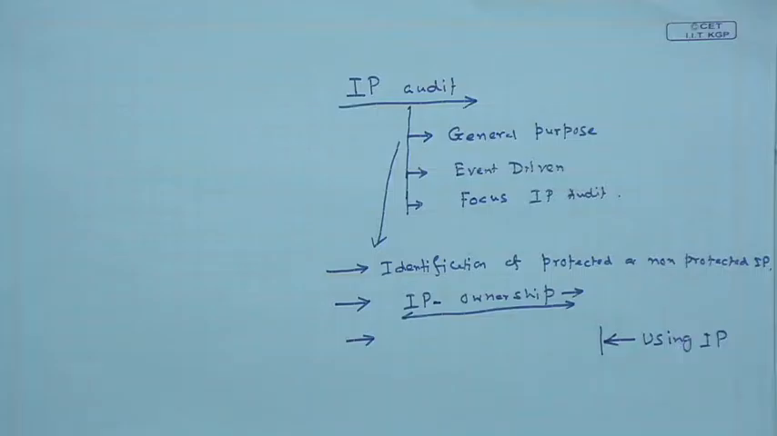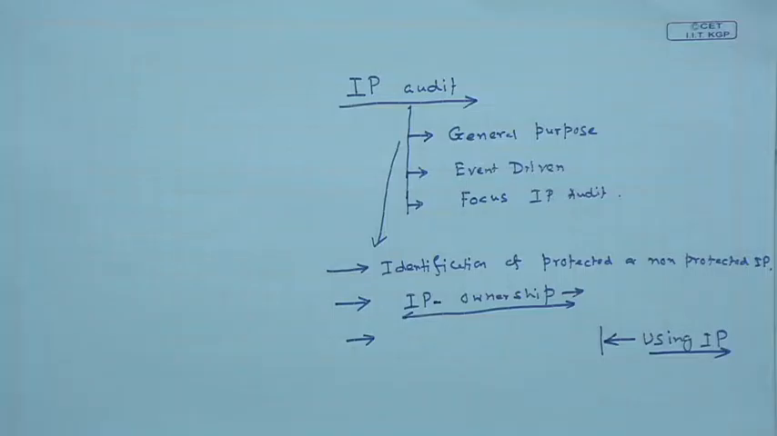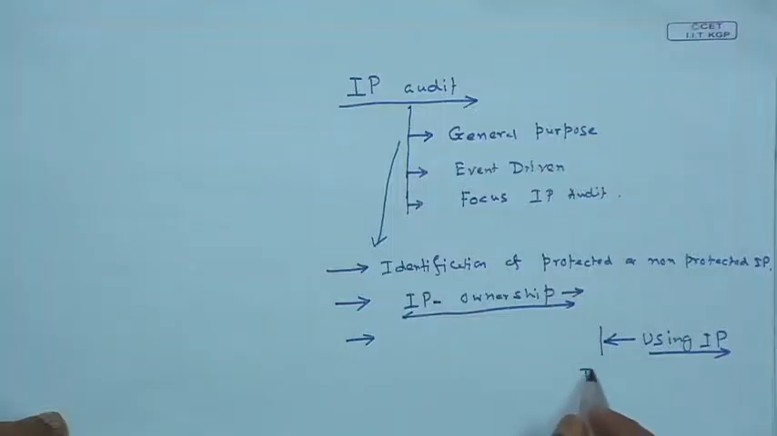So you have to find out whether they are using that IP based on permitted use. Whether it is based on assignment, sale or others, that part also has to be checked. Or if they are using the IP, first you have to identify it based on permitted use.